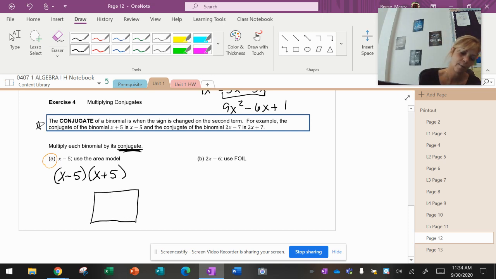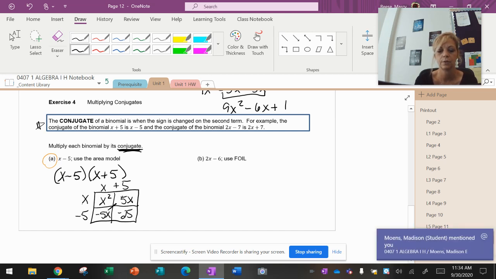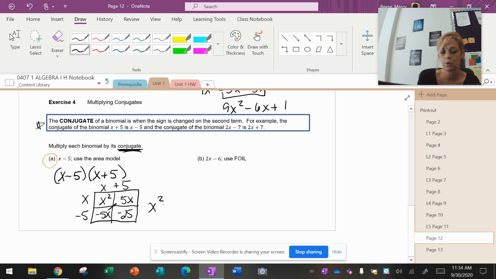Let's do the area model. Remember x minus 5 and then x plus 5 here. Let's actually multiply them. x times x, x squared, going across. 5 times x, 5x. Going down, x times negative 5 is negative 5x. And then negative 5 and 5 make negative 25. Look what happens to the middle terms. Negative 5x and 5x cancel out. And I got nothing but x squared minus 25. And there is my solution.